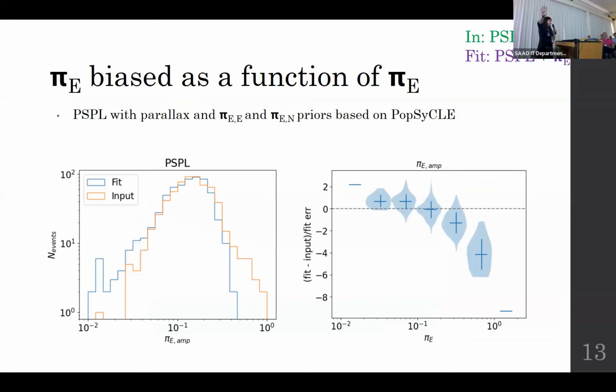And then we can actually plot the bias factors in bins of pi e. This is the same as the other plots, but we're binning in pi e, and you can see that for larger pi e values, the input values are larger than the fits, so it wants to push towards smaller pi e, and vice versa for the other side.